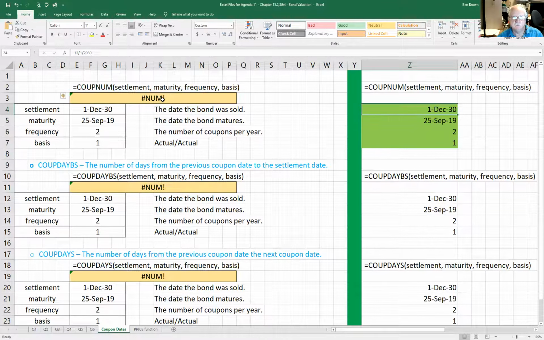So for some reason, this didn't work at all. What did I type in wrong?